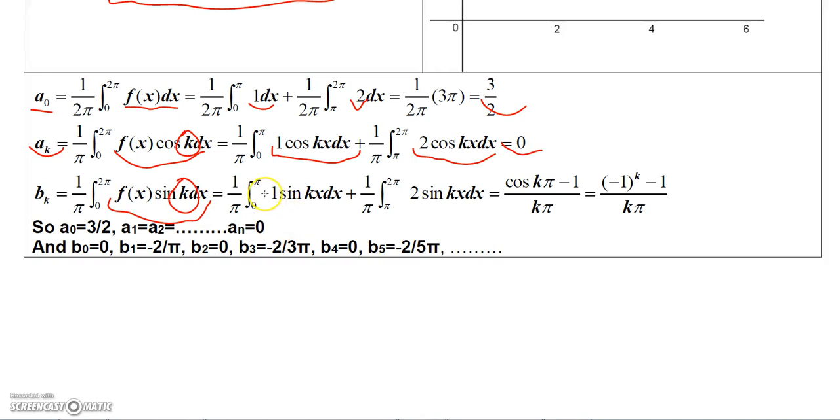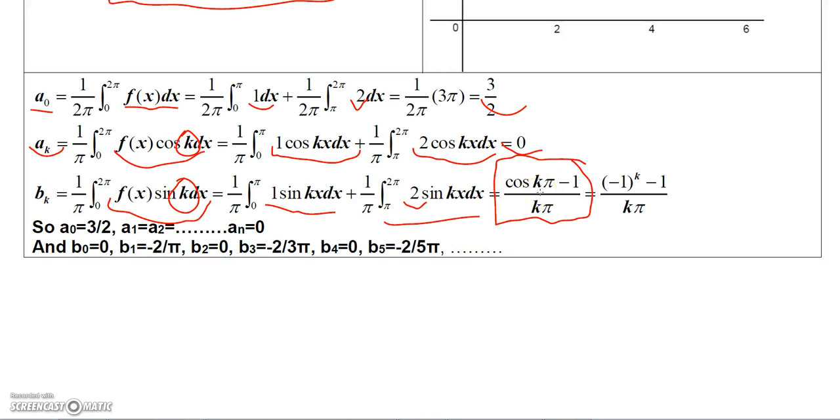Okay, so anyway, if we replace f of x here with 1, we get the integral from 0 to pi of 1 times sine of kx. And then if we integrate here, we replace f of x with 2, and we get 1 over pi times the integral from pi to 2 pi of 2 times the sine of kx dx. Now, if you evaluate this integral and add them together, you'll get cosine of k pi minus 1 all over k pi.